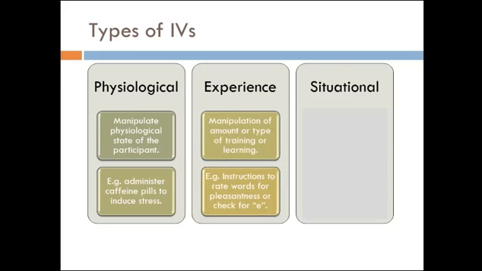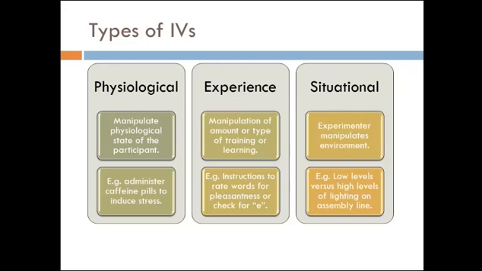Experience independent variables would include any kind of situation where we're going to be manipulating something about your experience, how much training you got, how much time you were given to learn something, what kinds of instructions you were given. Those are all examples of experience independent variables. And then situational variables would be anything having to do with the environment that you're in. Is it warm? Is it cold? Is the lighting adequate or inadequate? Is there noise? Is it a warm, cozy lab, or is it a cold, sterile lab? These kinds of things are what we call situational independent variables.